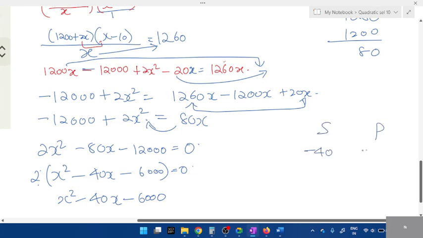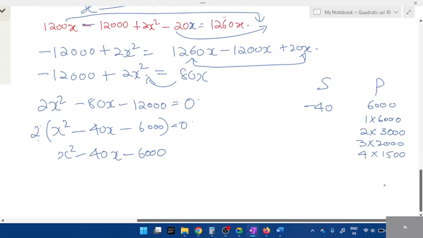So use sum and product. Sum is minus 40, product is 6000. What are the combinations? 1 into 6000, 2 into 3000, 3 into 2000. 4, yeah, 4 goes. 4 into 1500. What about 5? Yes. 5 into 1200. Isn't it too lengthy to solve? 5 into 1200. Next, what about?